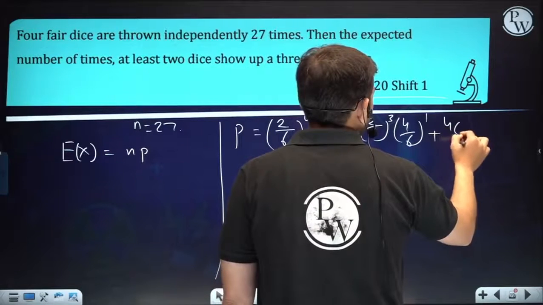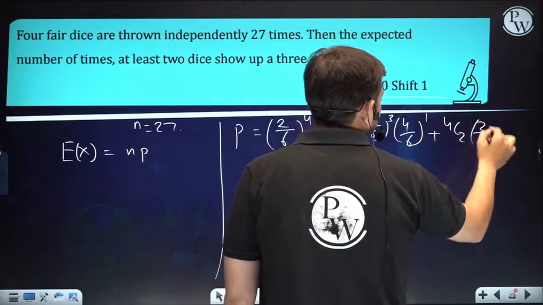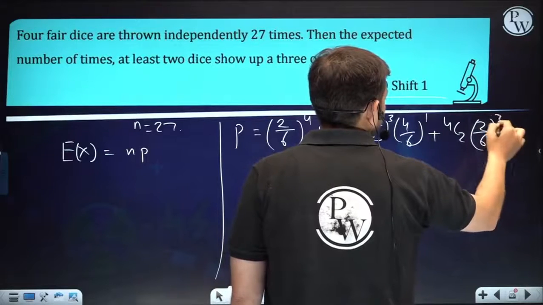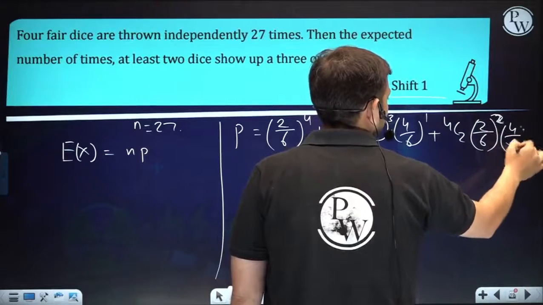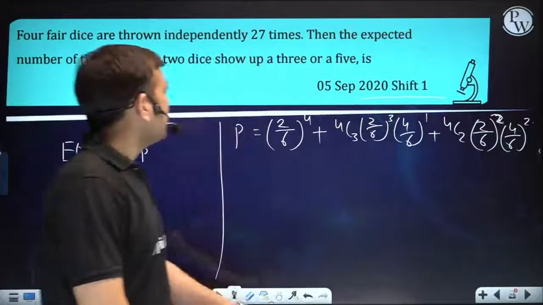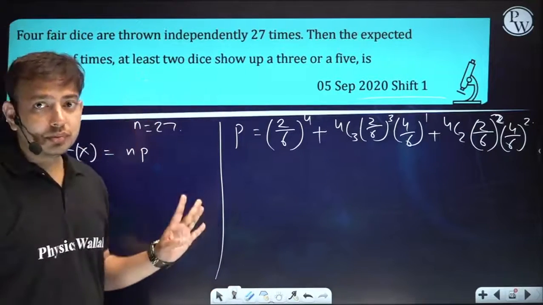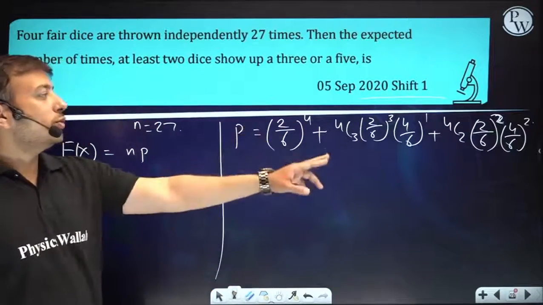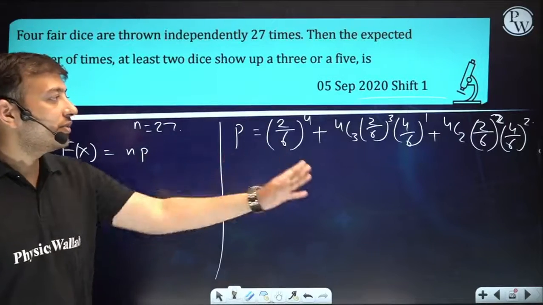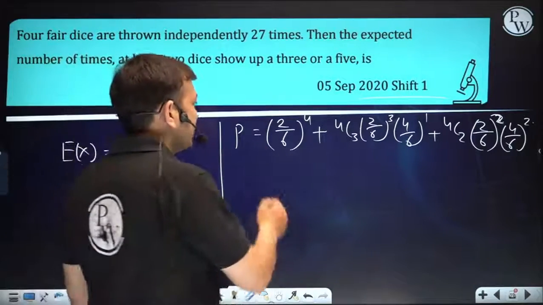Then 4C2, (2 by 6) to the power 2, (4 by 6) to the power 2. Because they are saying at least 2, so 2 or more than 2. So 2, 3, 4. This will be your probability. So let's calculate.